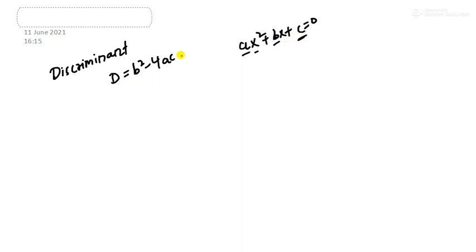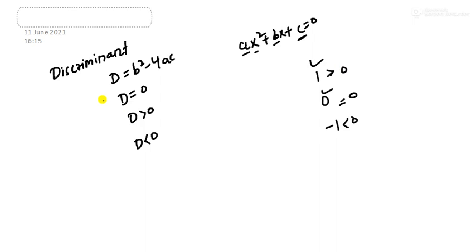When you substitute in this formula, we may get the discriminant d as equal to 0, more than 0, or less than 0. When we substitute, if it comes 1, it is more than 0. If it comes 0, it is equal to 0. If it comes minus 1, it is less than 0, right? They help us identify the nature of roots.